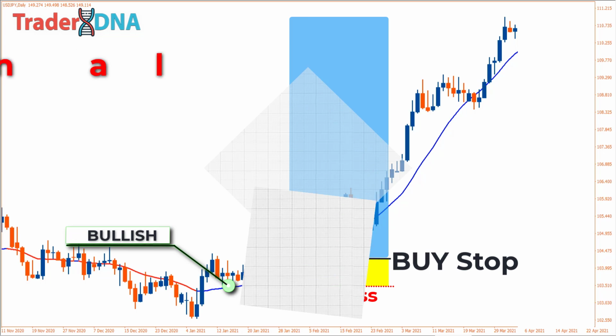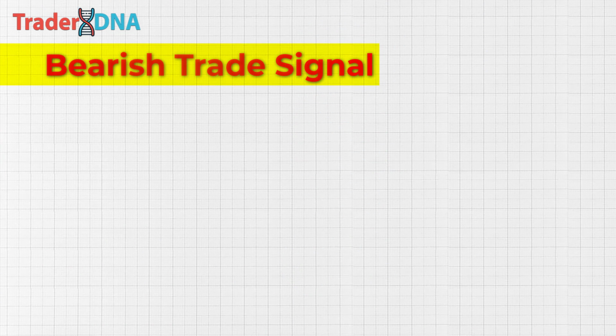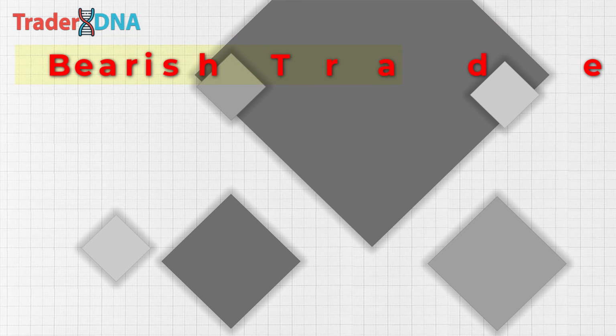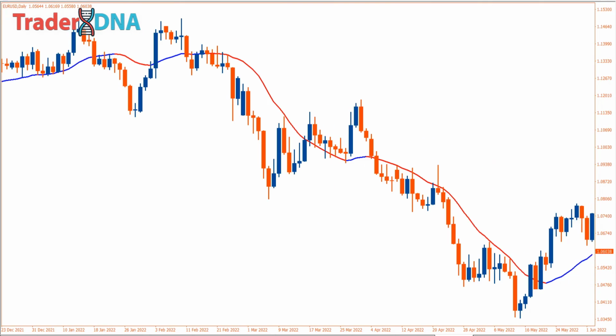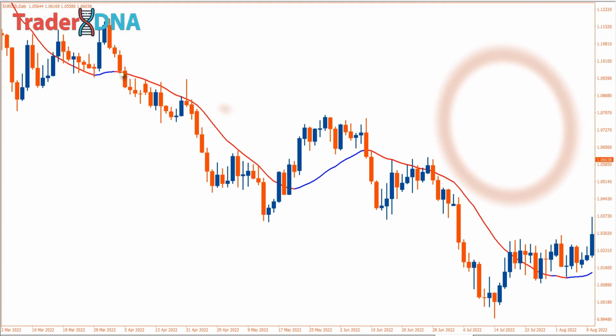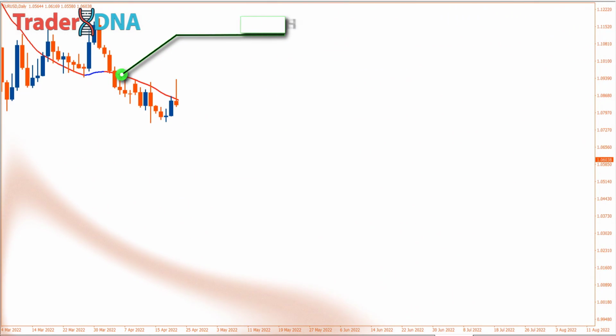Bearish trade signal. Similar to the bullish trade signal but in the opposite direction. In a bearish trade signal, the first requirement is that the non-lag MA line must be red. As you can see in this chart, the non-lag MA line is red, indicating a bearish market. Now, you just need to wait for the appearance of a price action signal to open a sell position.